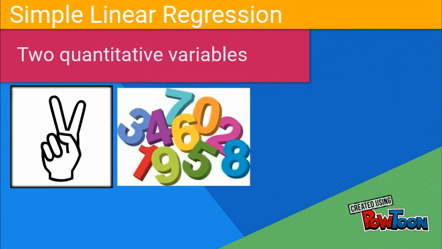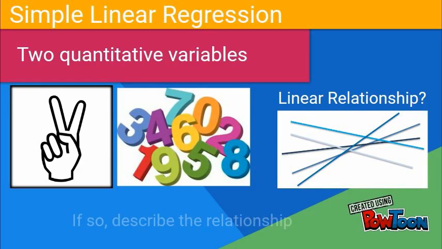Simple linear regression is used when you have two quantitative, that is, numerical variables, and you want to determine if a linear relationship exists between them, and if so, to describe that relationship.